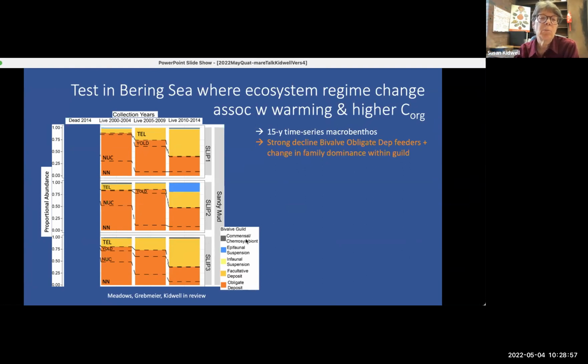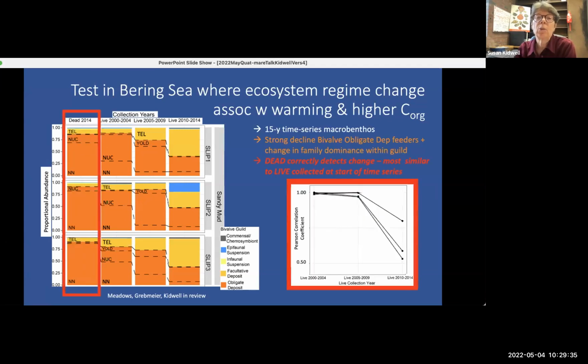And these bar plots over here on the left show you the relative proportions at 3 different sites from the top to bottom, the relative proportions at each bar of different guilds and the families within guilds in the live collected in the first 5 years, the middle 5 years, and the last 5 years of that time series. And you can see we have a documented decline in a change from dominance of the bivalve, the obligate deposit feeders, to dominance by facultative deposit feeders, as well as change in family dominance within guilds.